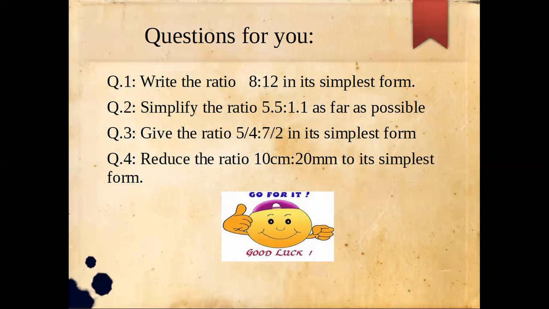So question 1, write the ratio 8 to 12 in its simplest form. Question 2, simplify the ratio 5.5 to 1.1 as far as possible. So that's the decimals one. Question 3, give the ratio 5/4 to 7/7 in its simplest form. And then question 4, reduce the ratio 10 centimeters to 20 millimeters to its simplest form. And remember that 1 centimeter is 10 millimeters. Good luck.